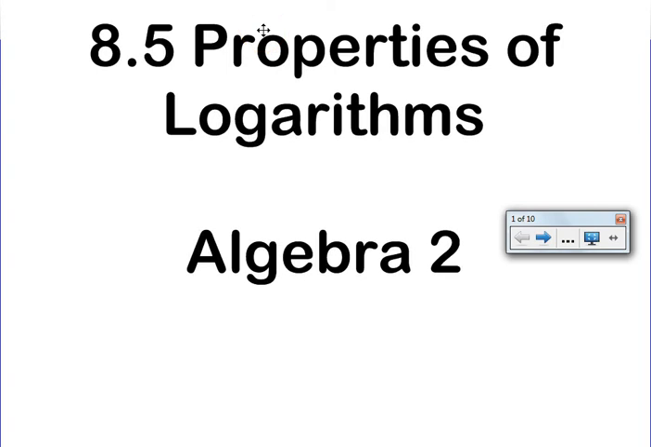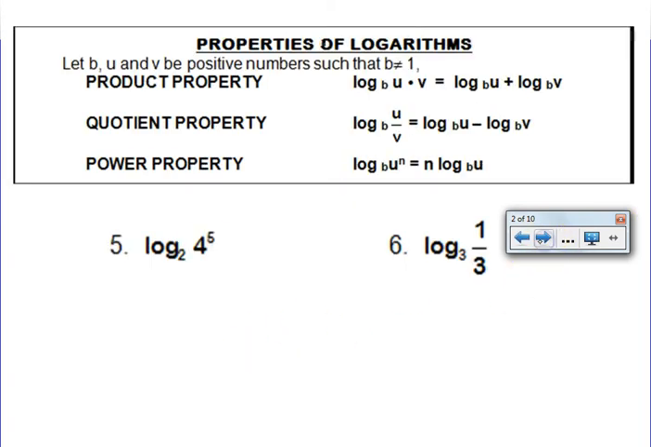Section 8.5 is going to discuss the properties of logarithms. So let's just go ahead and jump into it first. The product property says that if you have a logarithm of any base and it has a multiplication problem inside of it, you could break that multiplication up into saying it's the logarithm of the first number plus the logarithm of the second number. So there's a lot of similarities in these properties of logarithms to properties of exponents.